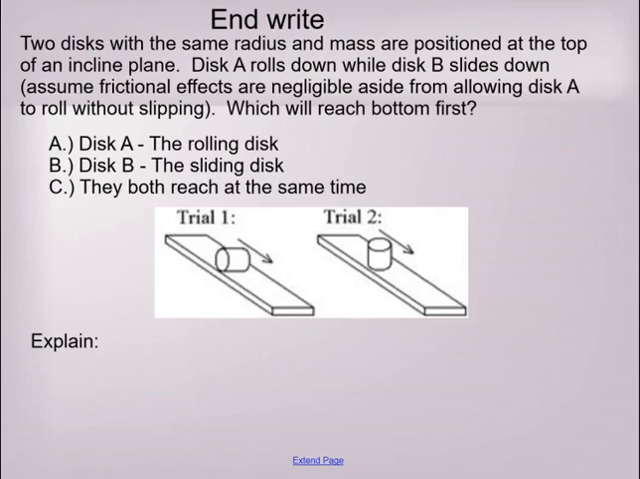Last question. I have two discs with the same radius and mass positioned at the top of an inclined plane. Disc A rolls down, which is trial 1, and disc B slides down, trial 2. Assume frictional effects are negligible aside from allowing disc A to roll without slipping. So in other words, assume that we're not losing mechanical energy from friction. Which one will reach the bottom first? Predict which one you think is going to reach the bottom first, and then let's talk about the answer and why.